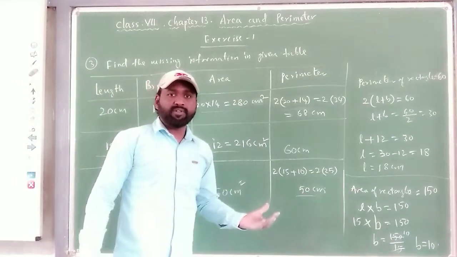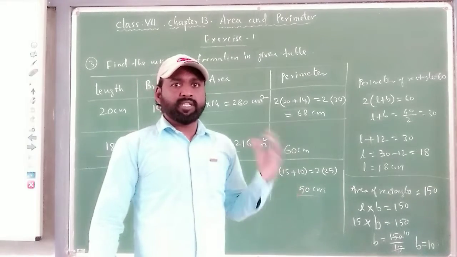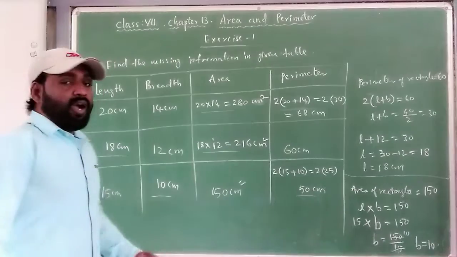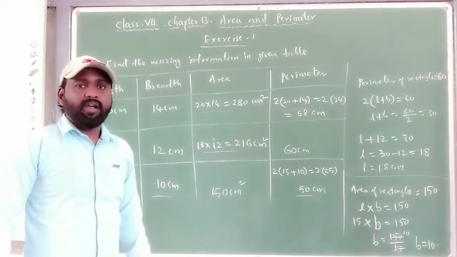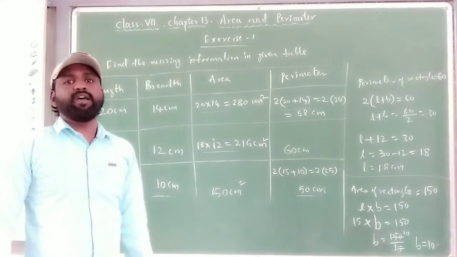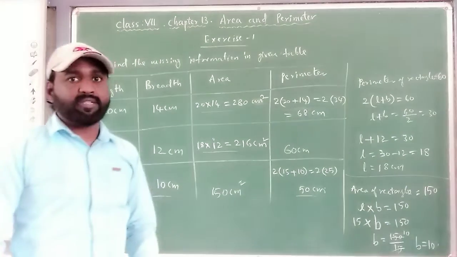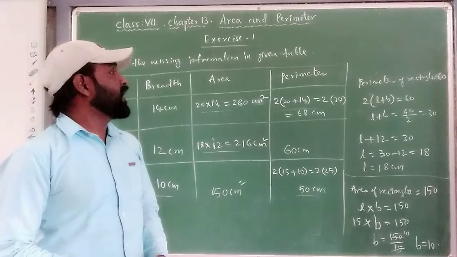So the previous question was completely based on the square. This question is based on the rectangle. Hope you understood how to find the missing information of a square's dimensions and a rectangle's dimensions. With this question, we have completed our exercise 1 of chapter 13, area and perimeter.